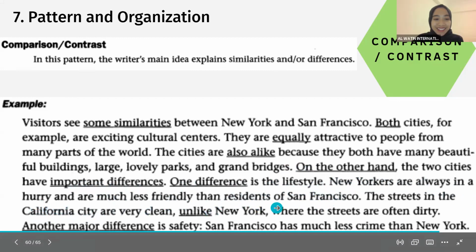But at the end, what's it supposed to mean? I didn't understand why they talked about California. Maybe they wanted to write San Francisco instead of California. Yes, maybe. So unlike New York, at the end, another major difference is safety. San Francisco has much less crime than New York. Okay, I will write it.